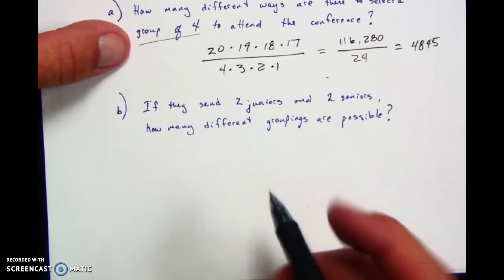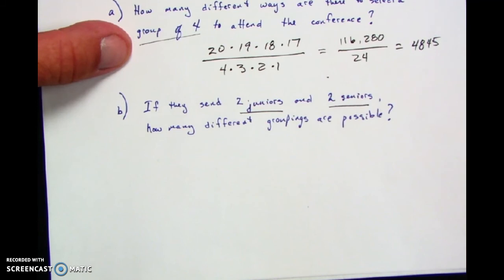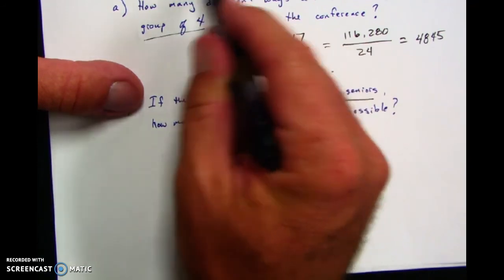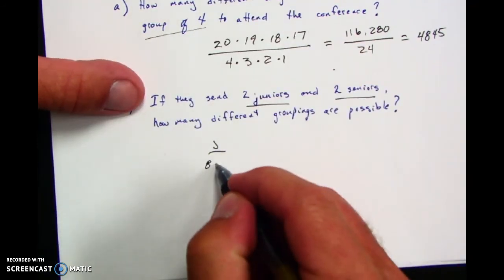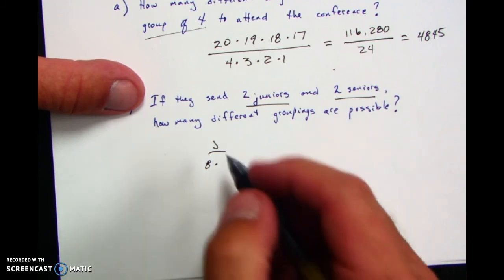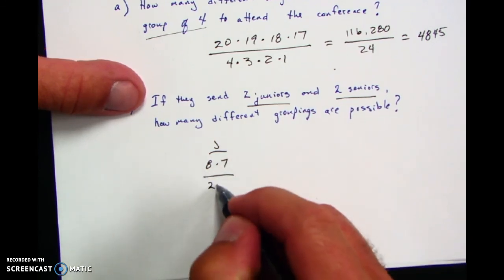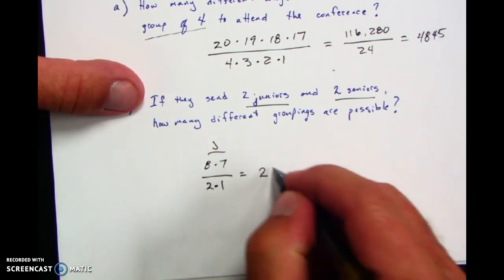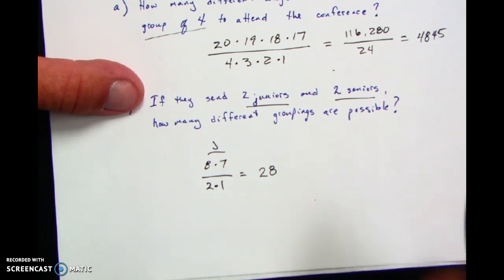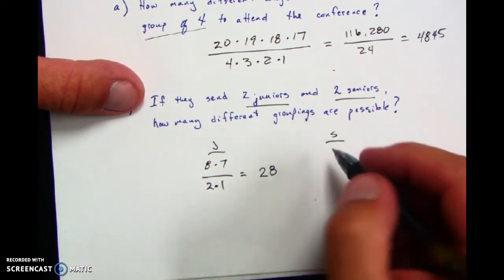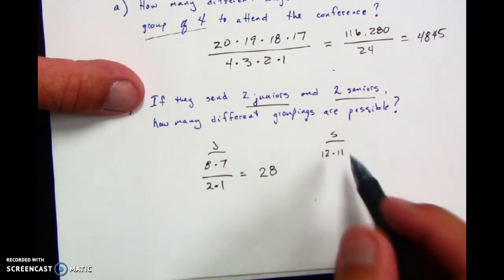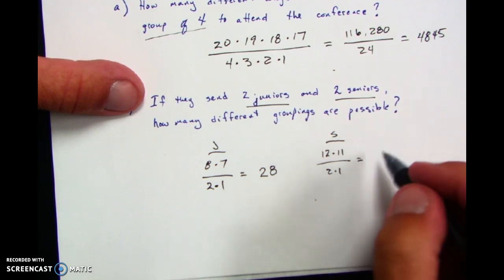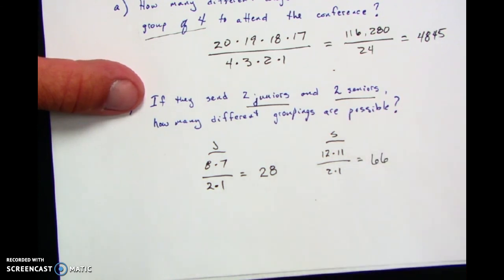Now, if we were to say we're going to send 2 juniors and 2 seniors, now what we're looking at there is, if I look at just the juniors, now I have 8 to choose from, and I have 2 spots. So I'm going to have 8 and 7. Now again, there's 2 spots to choose from. So 56 divided by 2, there's 28 different pairs of juniors that we could send. If we look at the seniors, now we have 12 to choose from. So 12 and 11 for those positions. Again, there's 2 spots, so 2 times 1. That would end up giving us 66 different possibilities there.